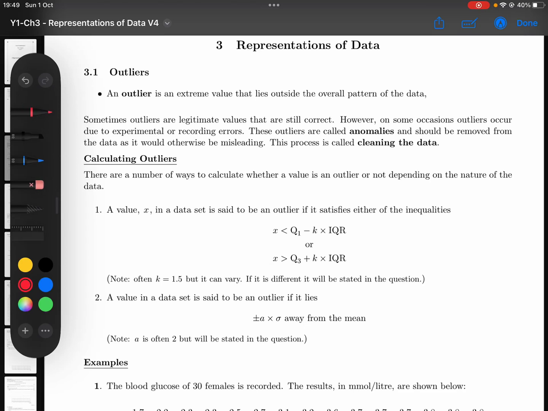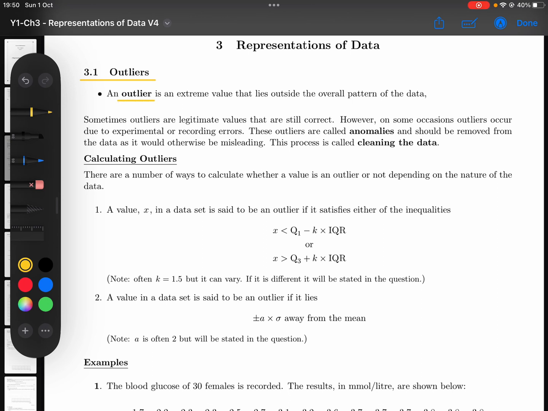Hello. Let's go through the third chapter of statistics, representations of data. In this video, we'll be looking at what an outlier is and finding different methods to calculate outliers in a dataset. Let's begin with a definition.